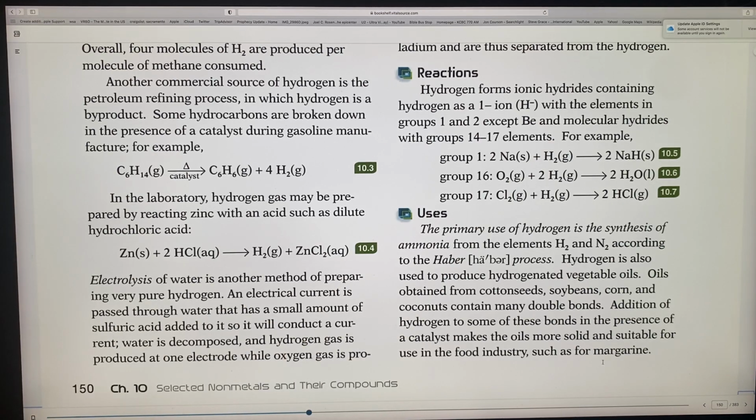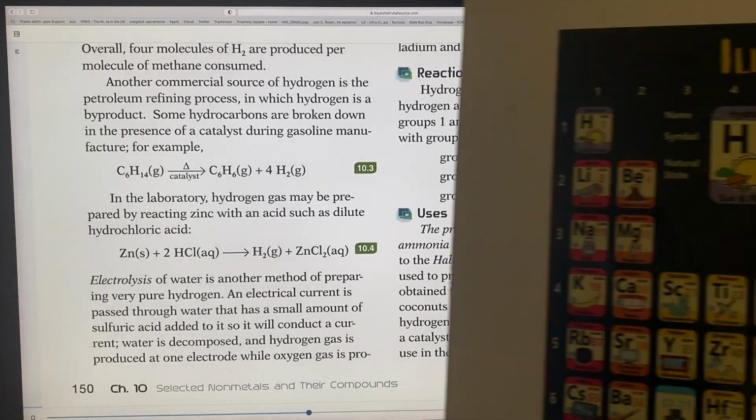And then it also combines very easily with group 16. In group 16 is oxygen. So let's look at group 16.